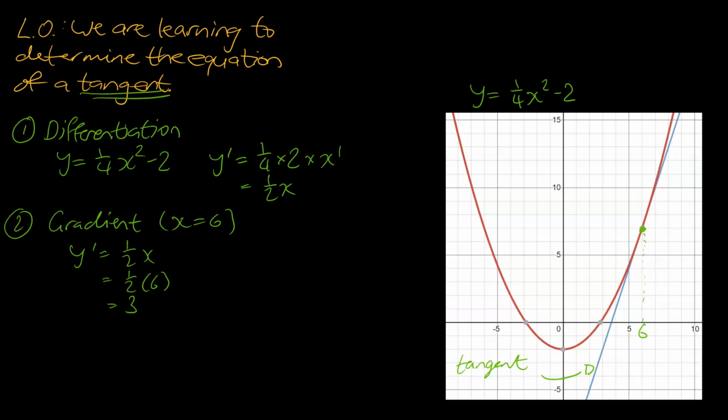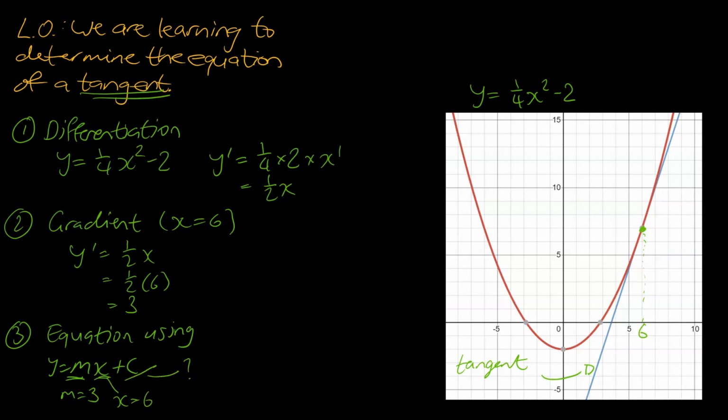And the final step, we do need to come up with the equation of the graph. So using, hopefully you'll remember this from previous years at school, y equals mx plus c. So we've just figured out that m is equal to 3. We know that x is equal to 6. We don't know c, so that's what we're going to have to solve for. And y, we're lucky, we can look at our graph to see that y is 7.